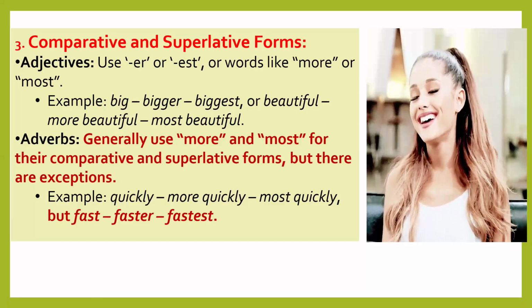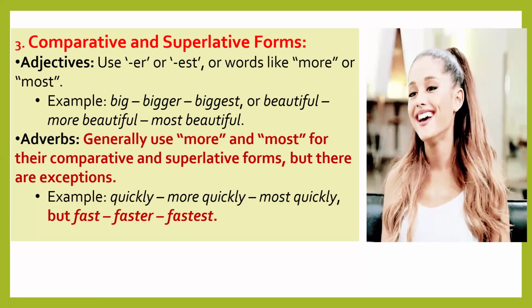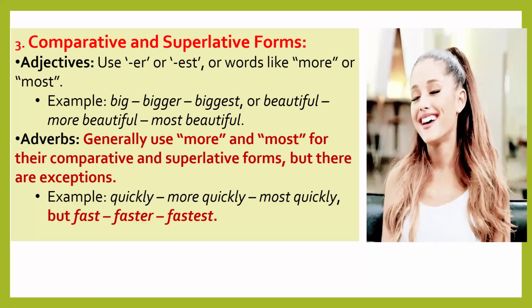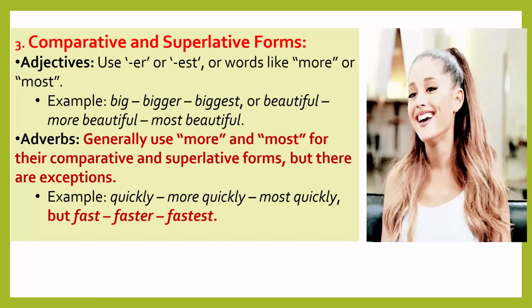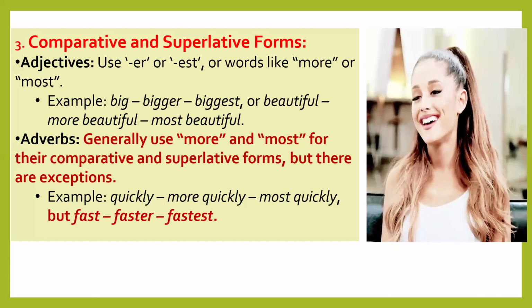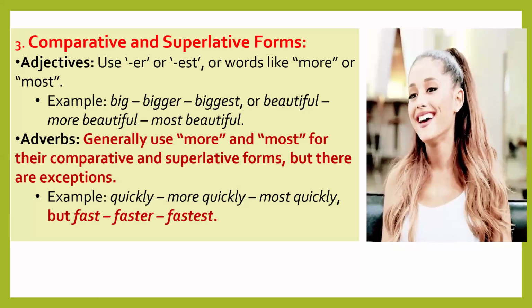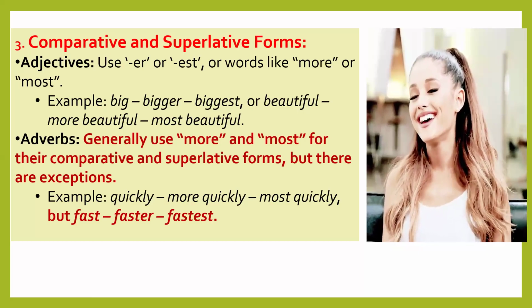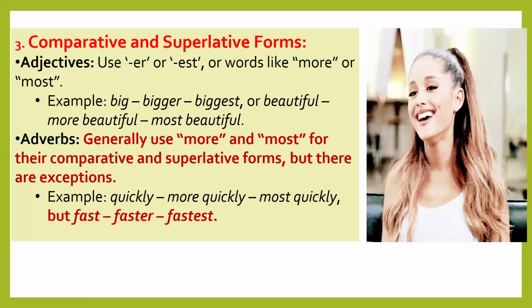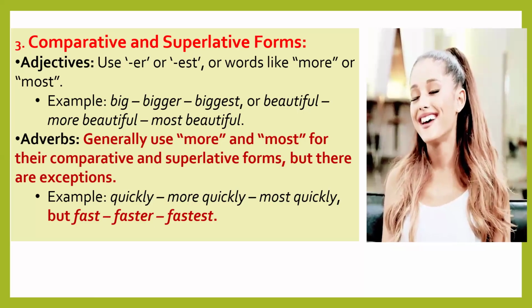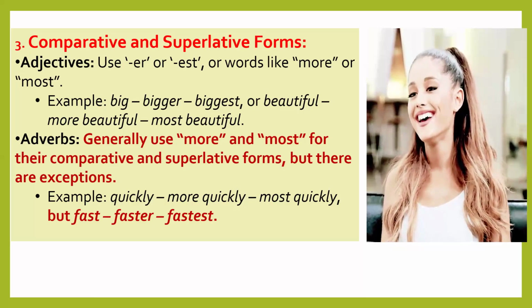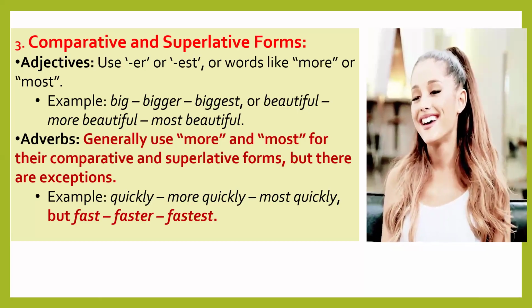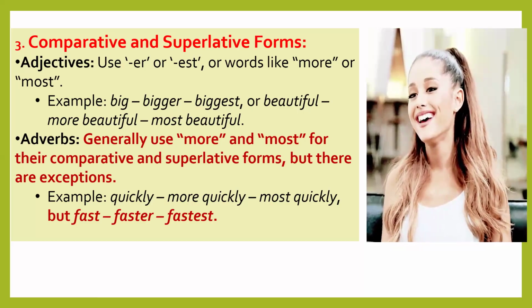So for comparative and superlative forms, adjectives mostly use the er or est suffix, and they also use more or most. Example: big, bigger, biggest, or beautiful, more beautiful, most beautiful. Adverbs generally use more and most for their comparative and superlative forms, but there are a few exceptions as well. Example: quickly, more quickly, most quickly, but fast, faster, fastest.